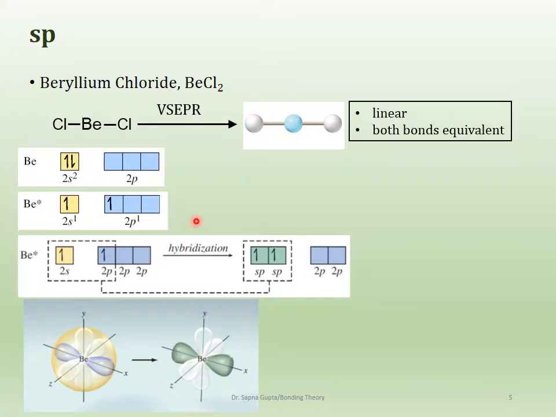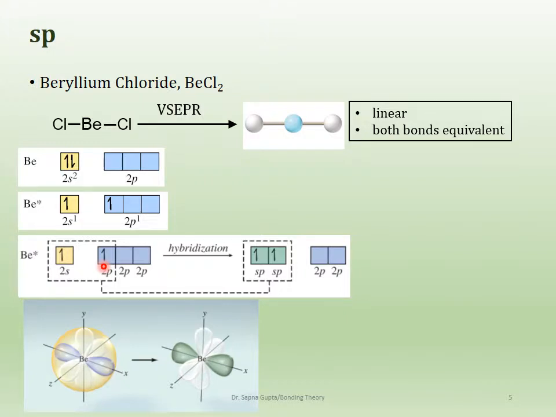When bonding occurs, the electrons will occupy all the orbitals singly as far as possible, and that is because now they have high energy. So here we have one electron in the s and one electron in the p.